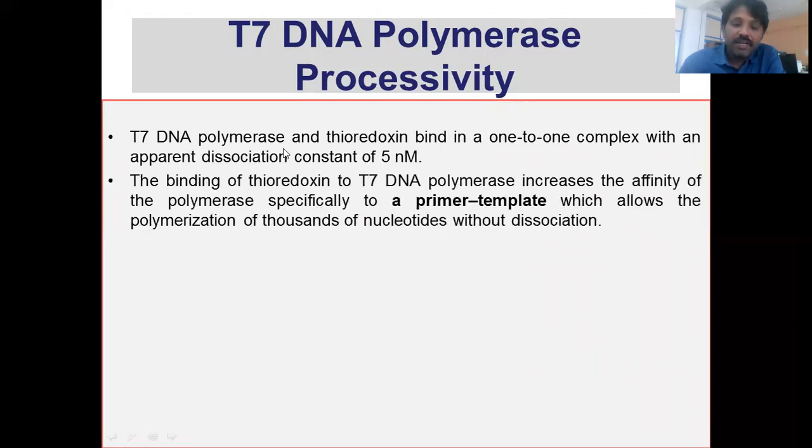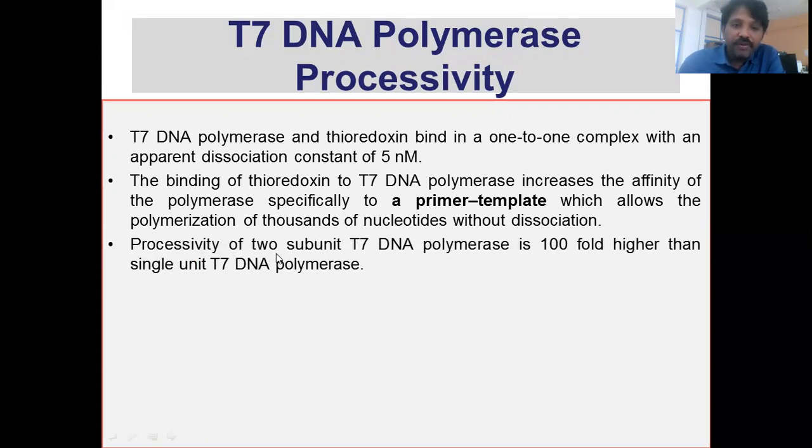you see T7 DNA polymerase and thioredoxin bind in a 1-to-1 complex with an apparent dissociation constant of 5 nanomolar. You see, the binding of thioredoxin to T7 DNA polymerase increases the affinity of the polymerase specifically for the primer template. Because when T7 DNA polymerase and thioredoxin are associated as a two subunit complex, it will bind to the primer and template complex very strongly. Because it is binding to the primer and template complex, it can add nucleotides continuously.